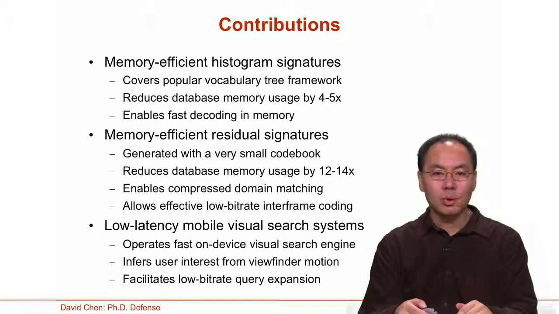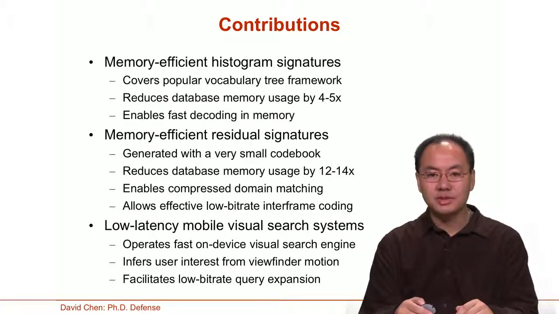Second, I will move one step further and develop memory-efficient residual signatures. These signatures can be generated with a very small codebook. They reduce the database memory usage further, now by 12 to 14 times. They enable compressed domain matching, so no decoding is required at all. And they also allow effective low bitrate interframe coding for video sequences.